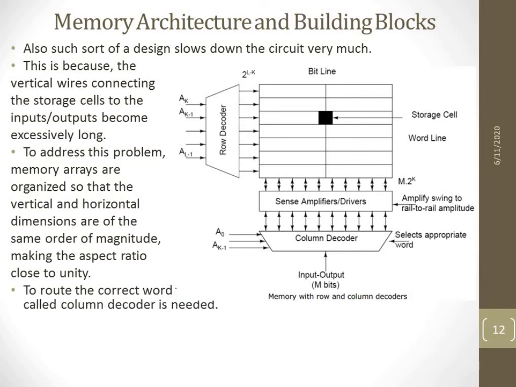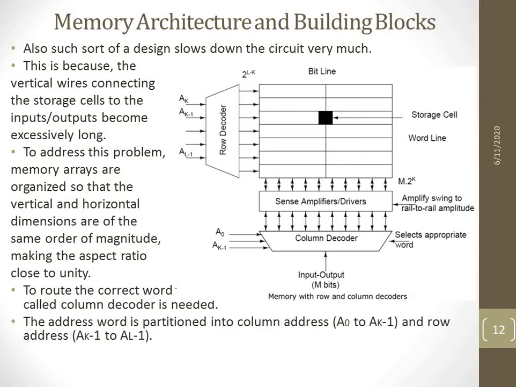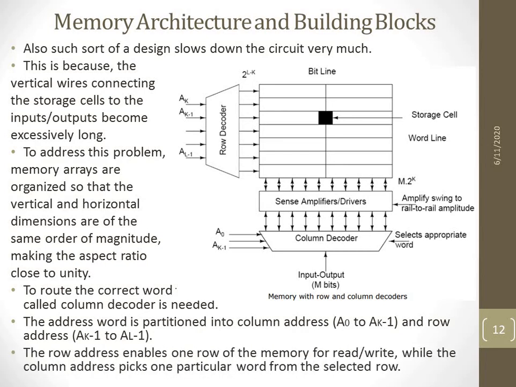To route the correct word, a column decoder is used. The row decoder selects the word line, and the column decoder selects a particular storage cell. The address word is partitioned into column address and row address. The row address enables one row of the memory, while the column address picks a particular word from the selected row.